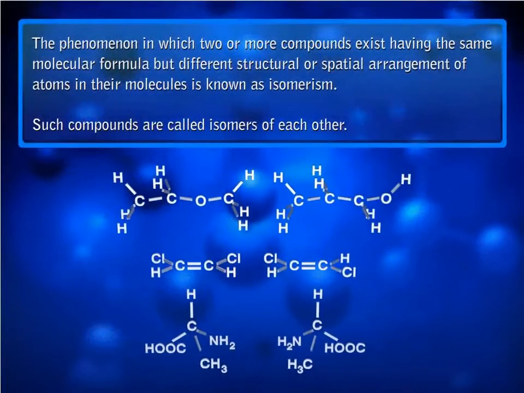The phenomenon in which two or more compounds exist with the same molecular formula but different structural or spatial arrangement of atoms in their molecules is known as isomerism. Such compounds are called isomers of each other.